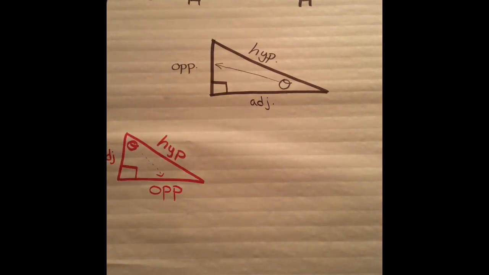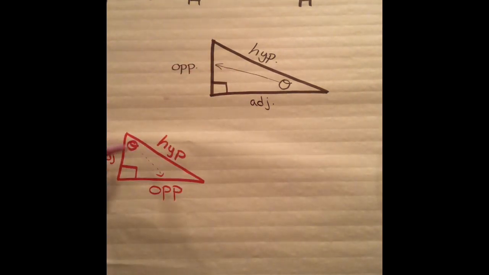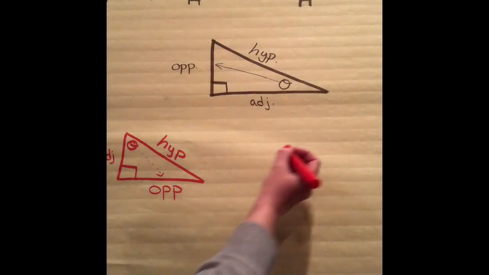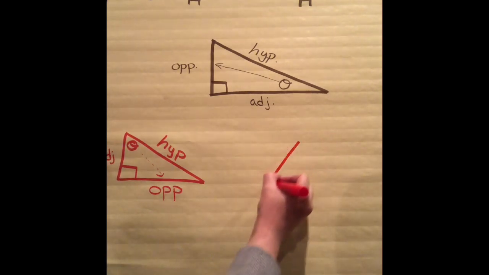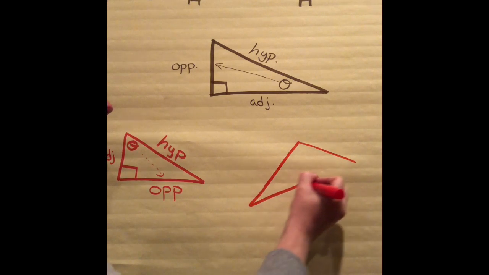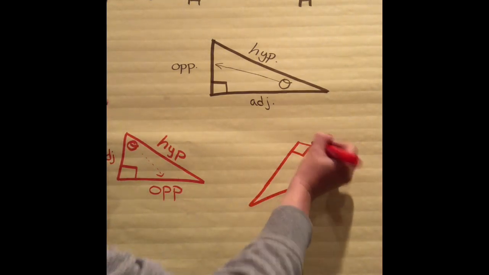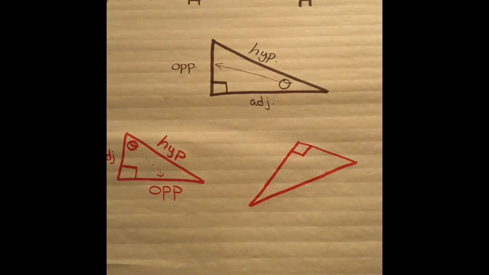Okay. Notice it's kind of flip-flop from this one. So it depends on where your angle is that you're talking about. I'm going to draw another triangle and we'll practice this one. I will try this one. Oh, that doesn't quite look like a 90-degree angle.